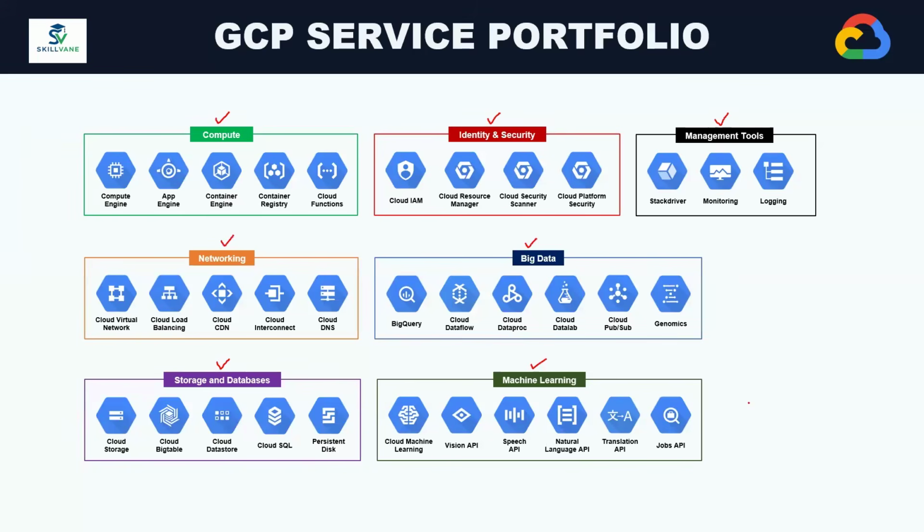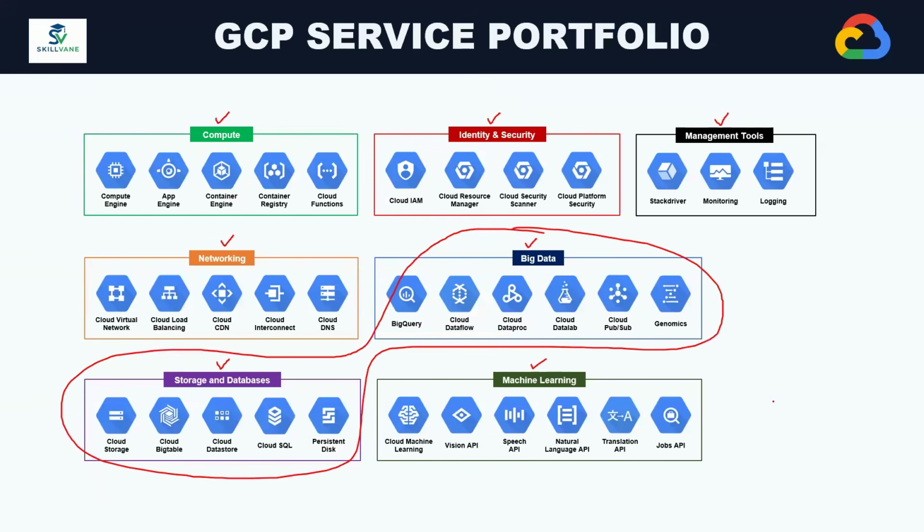So Google Cloud Platform offers plenty of services: compute, IAM, networking, big data, storage and database, and machine learning services. As data engineers, we are going to mainly focus on the big data and storage and database services. So these are the services that we are going to mainly focus on.